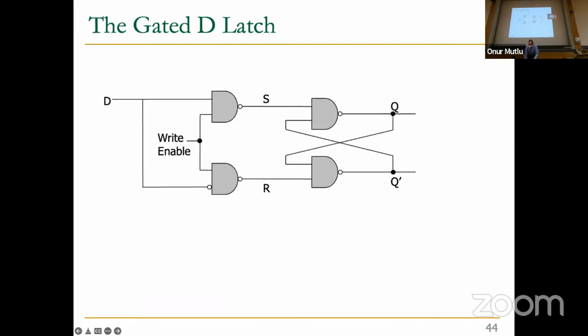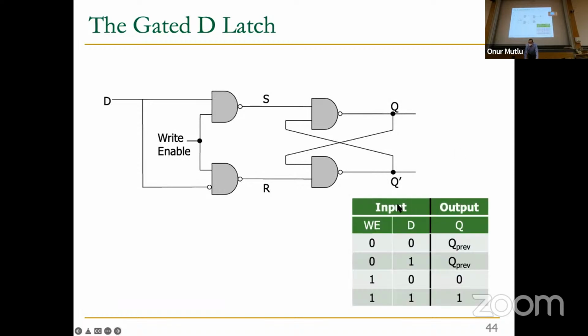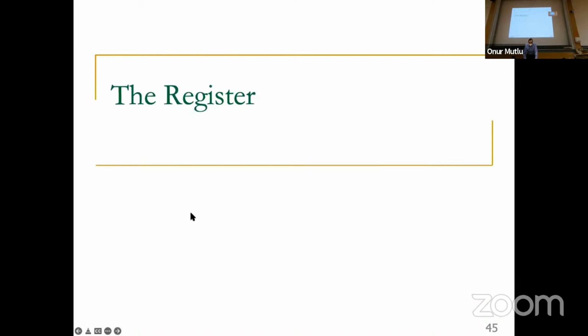So let's take a look at the truth table of this. Now the truth table has 2 inputs only, write enable and D, and the output is Q. As I said, if write enable is 0, it doesn't matter what the D value is. You're not going to write the D value over here. As a result, Q maintains what was previously written. If write enable is 1, Q receives the value of D, and we just showed that. Makes sense, right? And now you can convince yourself that S and R can never both be set to 0 from the outside. Okay, so that's the gated D latch.